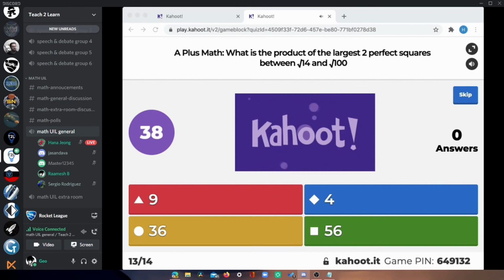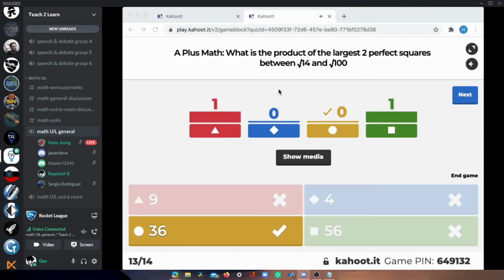So, here's a slight explanation from what I see here. The square root of 14, you kind of have to estimate, and then the square root of 100, which you should know, is 10. So you have to estimate where the square root of 14 falls. 3 squared is 9, 4 squared is 16, so it's somewhere in between. So then you have 10.